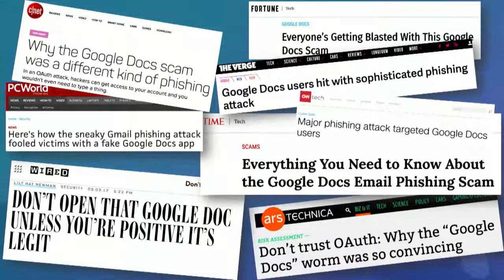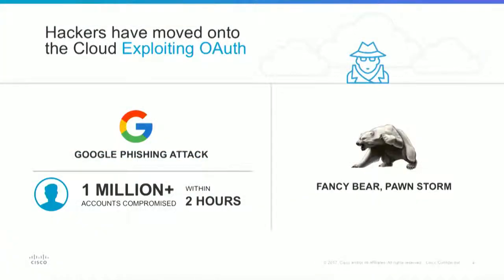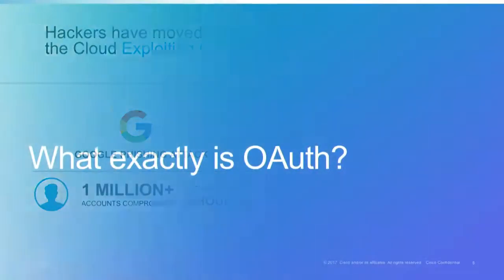We've seen all sorts of attacks. There's email phishing. There was one with DocuSign as well, where users would receive an email with a link, and that link would take them to an app, and that app would say, hey, I would like you to authorize this particular application so that we can share data. And when you authorize that, it compromised your account. There were 1 million plus within 2 hours in the Google phishing attack.